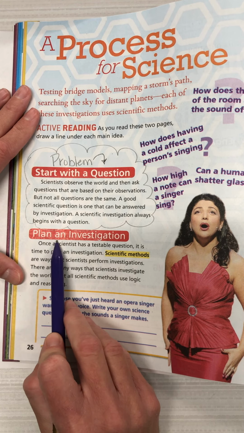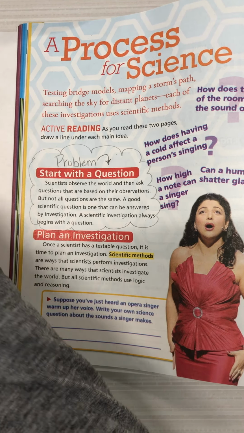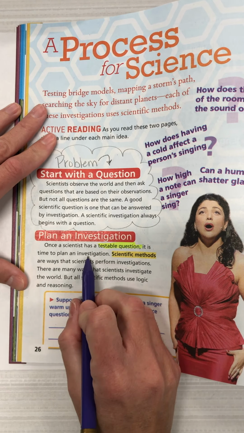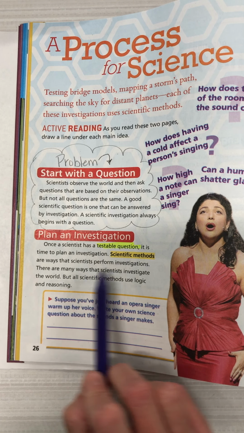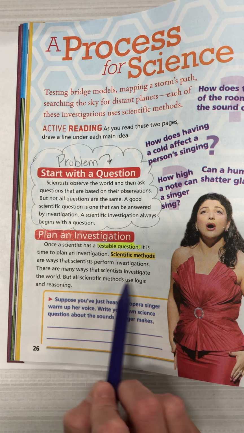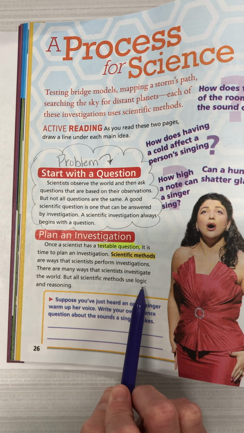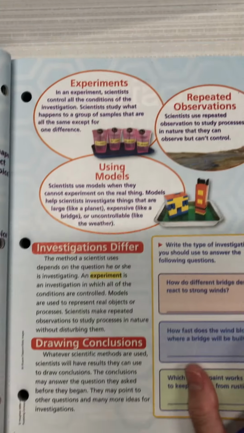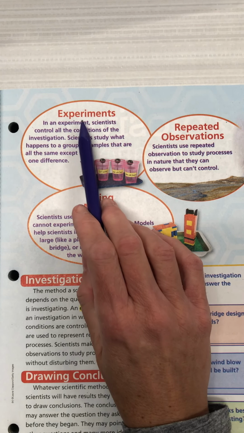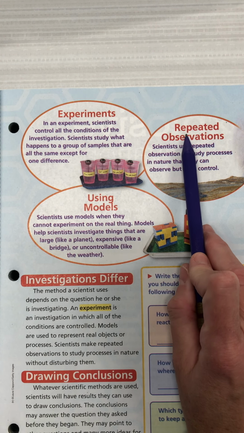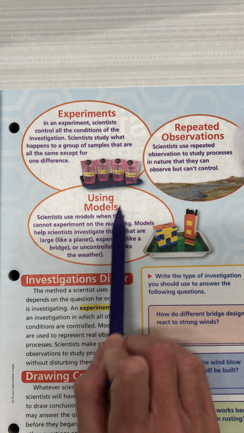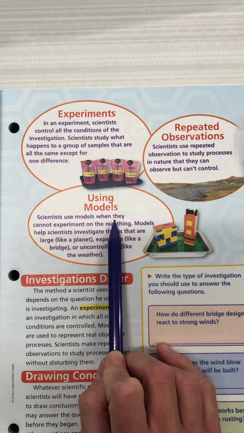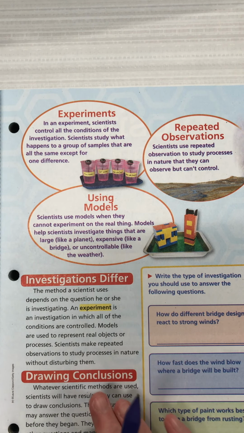Then it goes into plan an investigation. Once a scientist has a testable question, Ms. Preston said that, testable, it's time to plan an investigation, and scientific methods are ways that scientists perform investigations. There are many ways that scientists investigate the world, but all scientific methods use logic and reasoning. Let's look over here. Some scientists might decide to use experiments. Some might choose to use repeated observations, and some may choose to build a model. All of these are ways to test what it is the scientist wants to test to get results for.